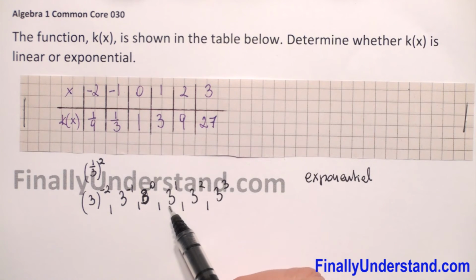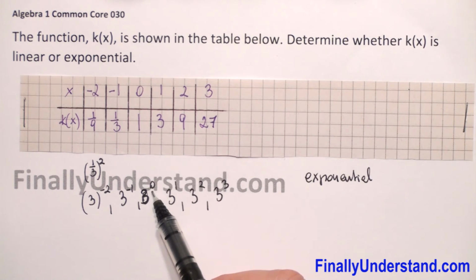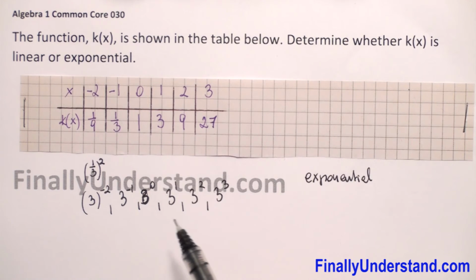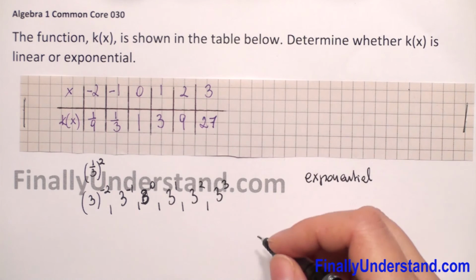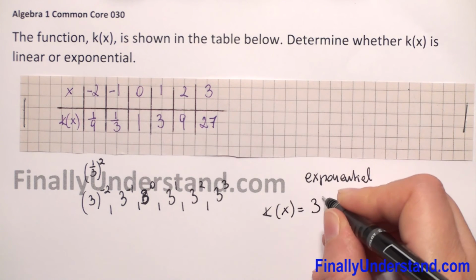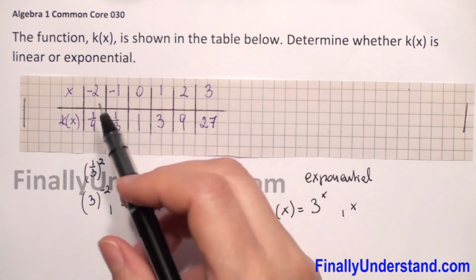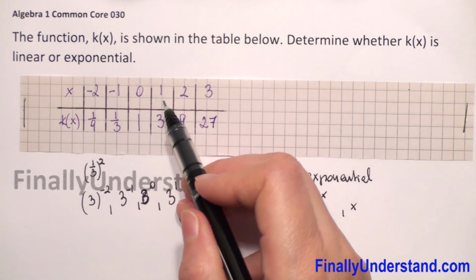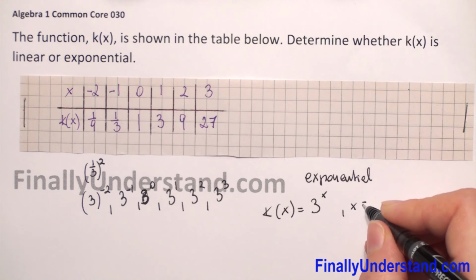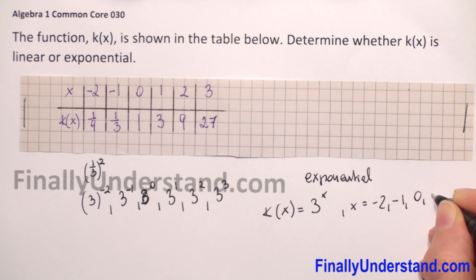We see that the base is 3. Exponents change. We have -2, -1, 0, 1, 2, 3. So we have here the exponential function k of x, and this is 3 to the power x, where x can be -2, -1, 0, 1, 2, and 3. So this is an exponential function.